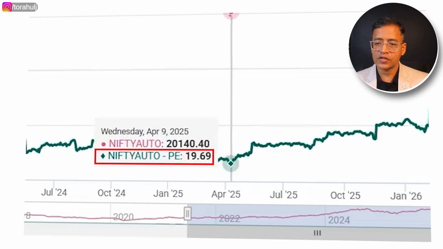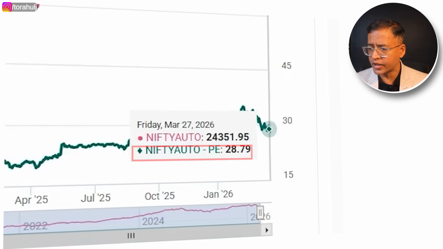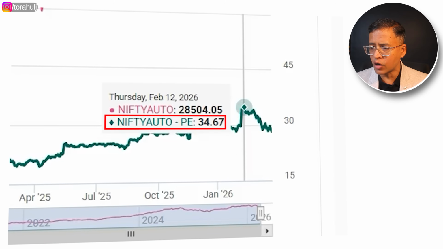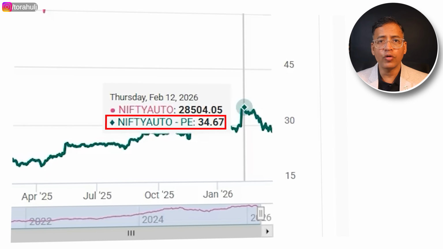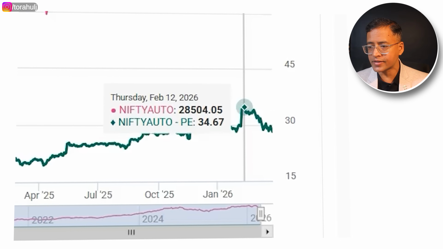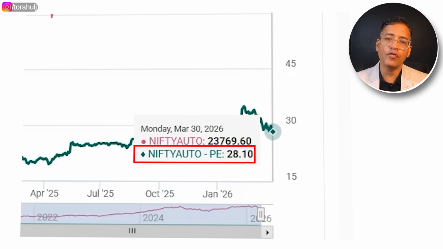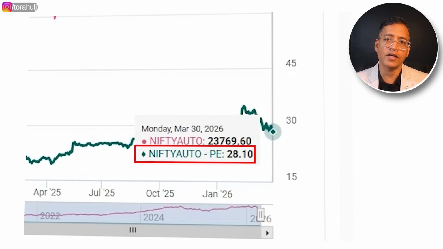Auto sales were struggling, right? But after the GST cut that has happened in auto sector, the earnings have improved, the sales have improved. Of course, the valuations have gone higher, but it's now come down to almost around 28. Good correction, okay? Because here it had gone to around 34 back in February 2026. Due to the war conflict, it has come down to almost around 28.10, and the structural tailwind for auto sector does exist as of now, right?